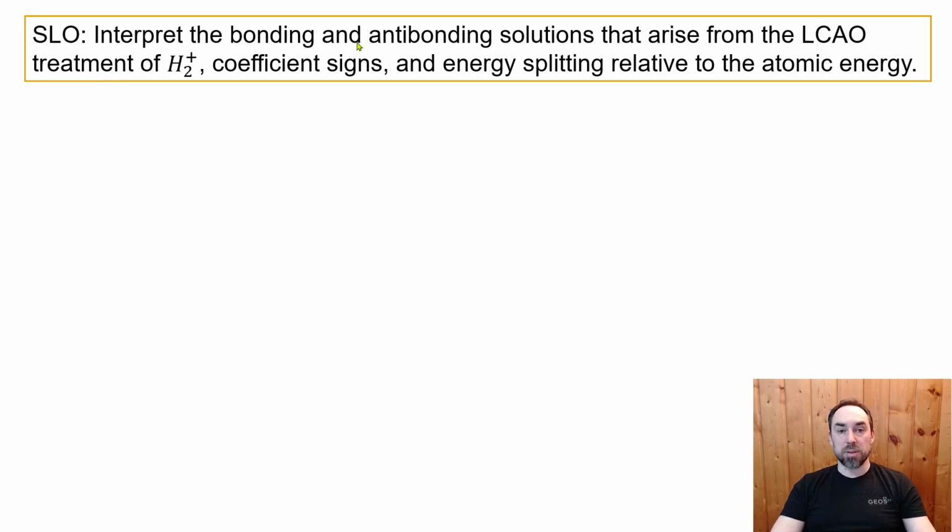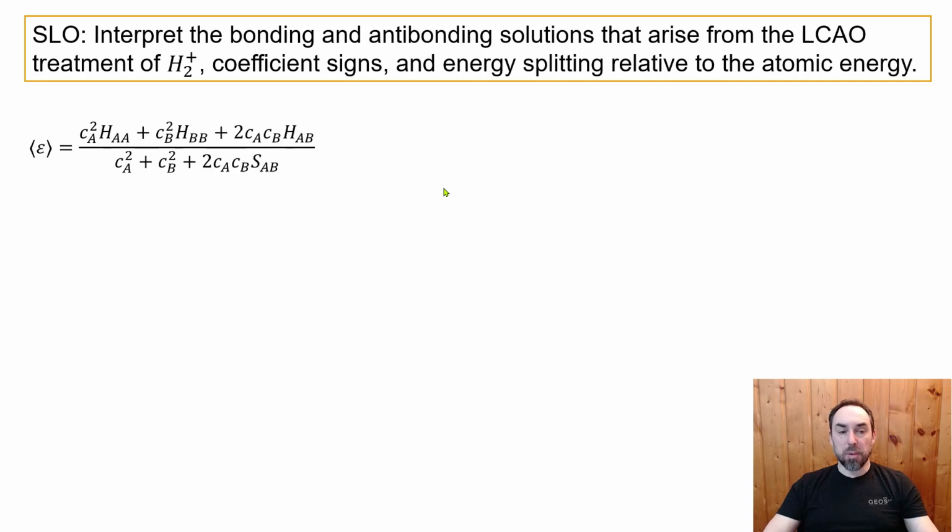We want to interpret the bonding and anti-bonding solutions that arise from the linear combination of atomic orbitals treatment of H2 plus. We want to interpret the coefficient signs and the energy splitting relative to the atomic energy. So let's see where we are starting from.